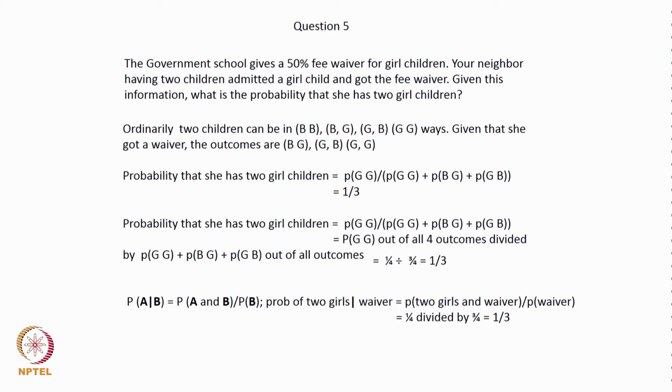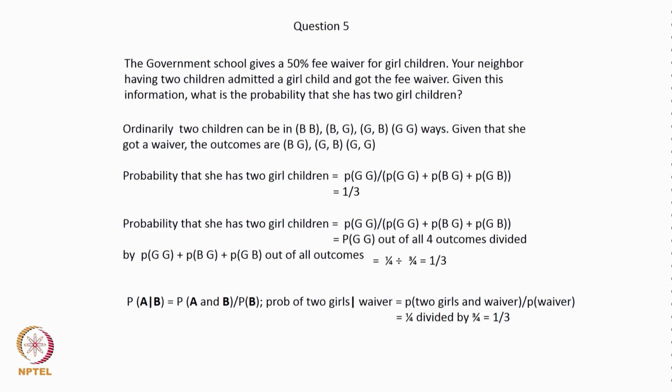So, ordinarily 2 children can be in 4 ways: boy boy, boy girl, girl boy and girl girl, assuming that the child is either a boy or a girl. Given that she got a waiver, the favorable outcomes are boy girl, girl boy and girl girl. We have not spoken about first child and second child, and therefore, we still have boy girl, girl boy and girl girl. Now, the probability that she has 2 girl children is the probability of girl girl divided by girl girl plus boy girl plus girl boy, which is 1 by 3.